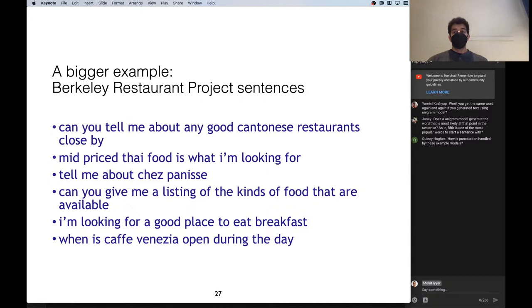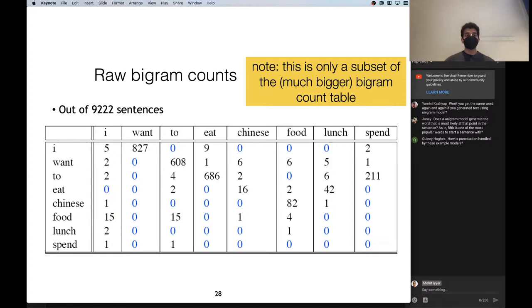Okay, so let's take a look at a bigger example that was part of your reading as well. If you remember, there's this Berkeley Restaurant Project sentences data set. There are a bunch of sentences about food and restaurants and so on. And they estimated a bigram model from this data set. When you're doing this computationally, you probably want to form some sort of table. So this is a bigram count table. The rows here represent the prefix word, and the columns represent the next word. So this cell is the count of I want. This is the count of want to. This is the count of to eat, and so on. Very easy to count up all of these things.